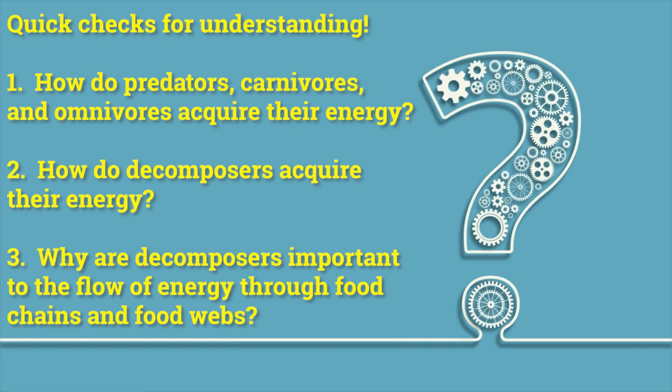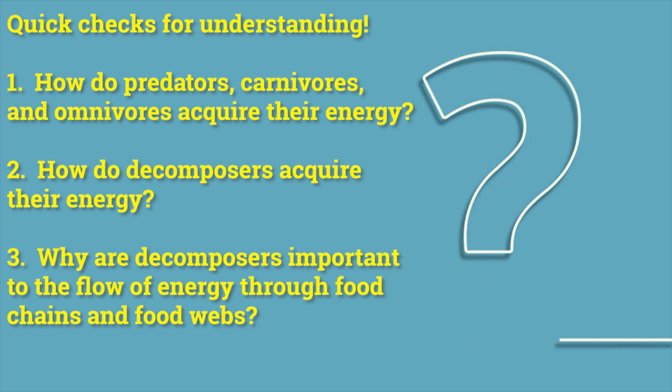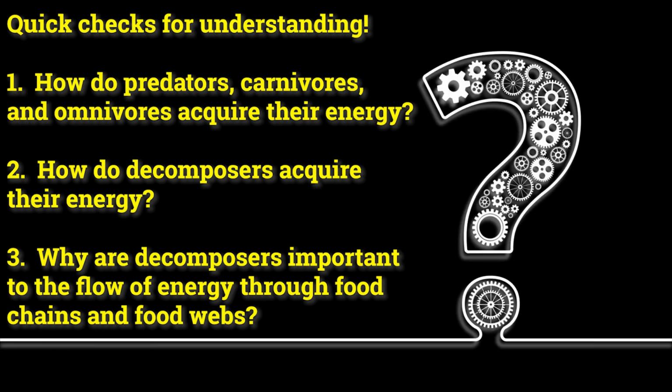Quick checks for understanding. Number 1. How do predators, carnivores, and omnivores acquire their energy? Number 2. How do decomposers acquire their energy? Number 3. Why are decomposers important to the flow of energy through food chains and food webs?